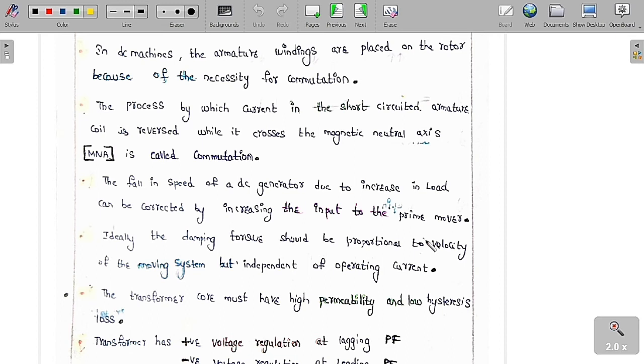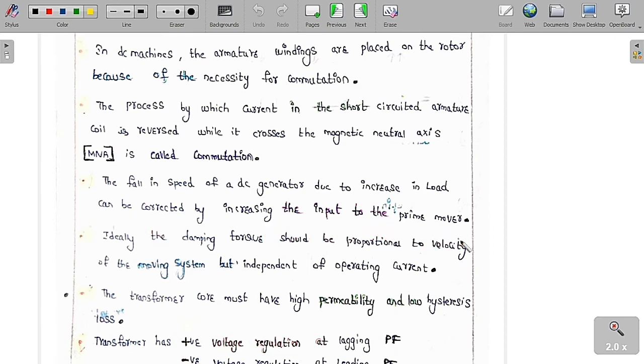So whenever the electrical load increases, the speed of the DC generator will decrease. We have to increase the speed by increasing the input to the prime mover. If we increase the input to the prime mover, then definitely the speed will increase again. So the fall in speed of a DC generator due to increase in load can be corrected by increasing the input to the prime mover.